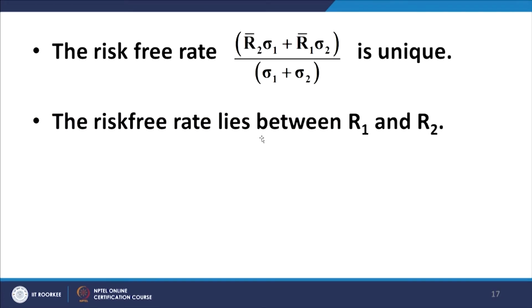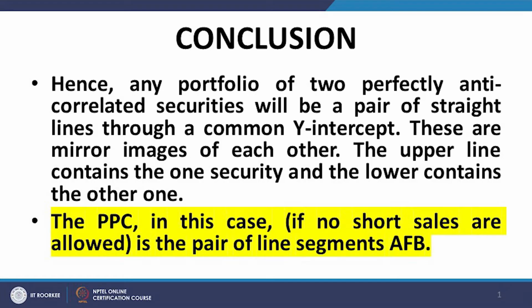The risk free rate is given by R_2 sigma_1 plus R_1 sigma_2 divided by sigma_1 plus sigma_2, and it is unique. It lies between R_1 and R_2. So, to conclude, any portfolio of two perfectly anti-correlated securities will be a pair of straight lines through a common y intercept. These are mirror images of each other. The upper line contains the one security and the lower line contains the other security.